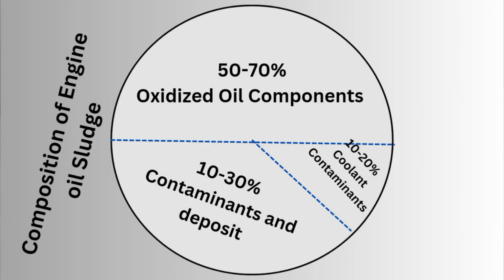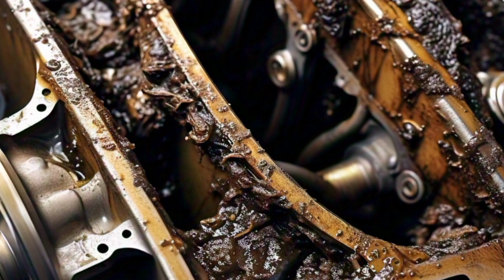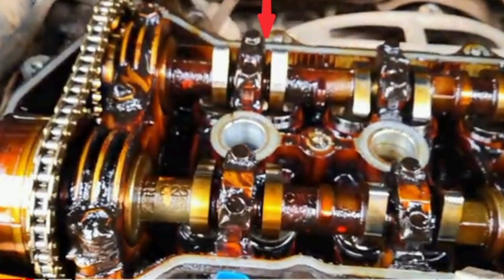What is number two? Coolant. If coolant leaks into the engine oil in the sump, then it's also going to form oil sludge. This amounts to 10 to 20%, and it is not always present. Coolant is not always found in oil sludge because sometimes you may not have coolant leakage into the oil.